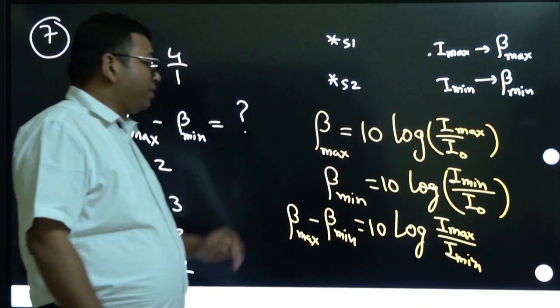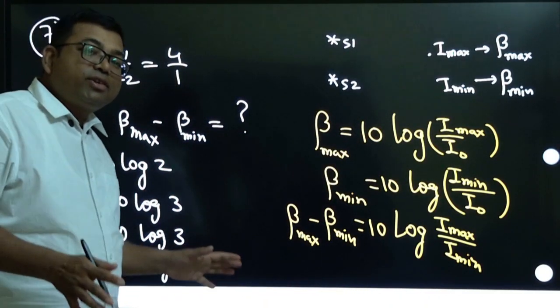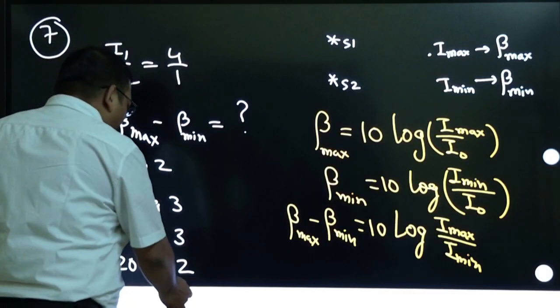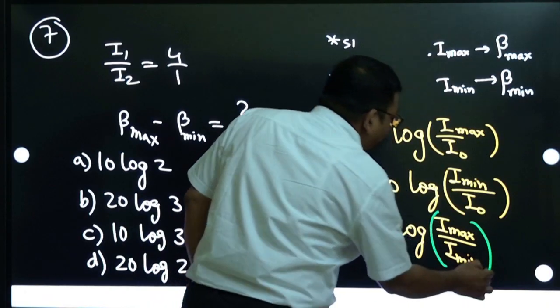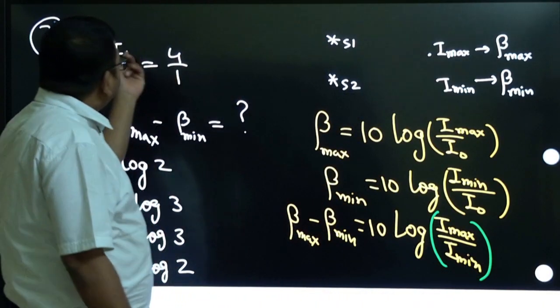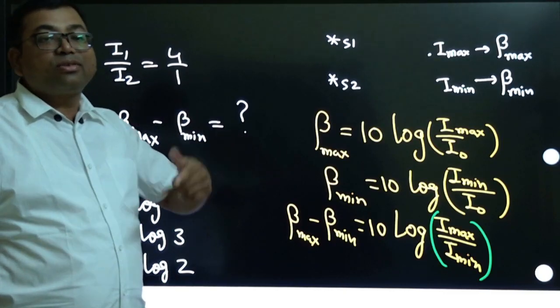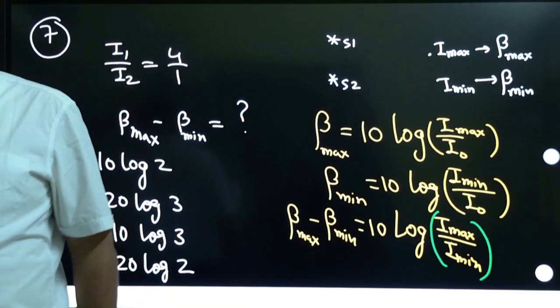Correct? Now, what you need to do? Now you need to simply try to calculate this factor. What is I max by I minimum if I1 by I2 is given, and I think you know about this formula. Yes.